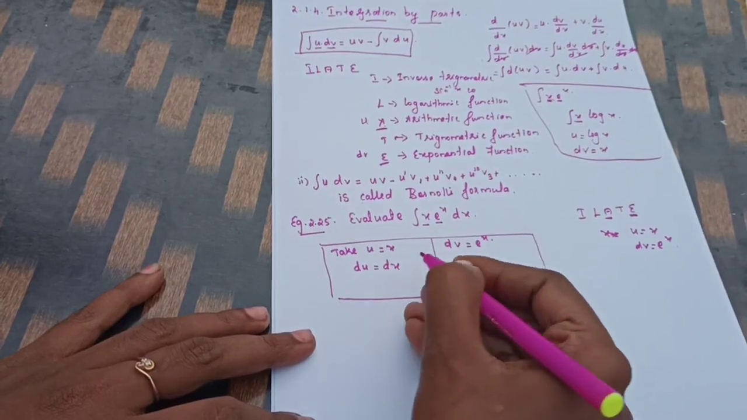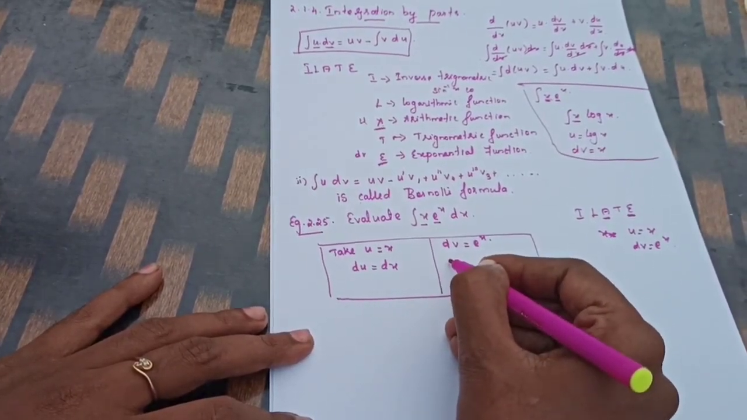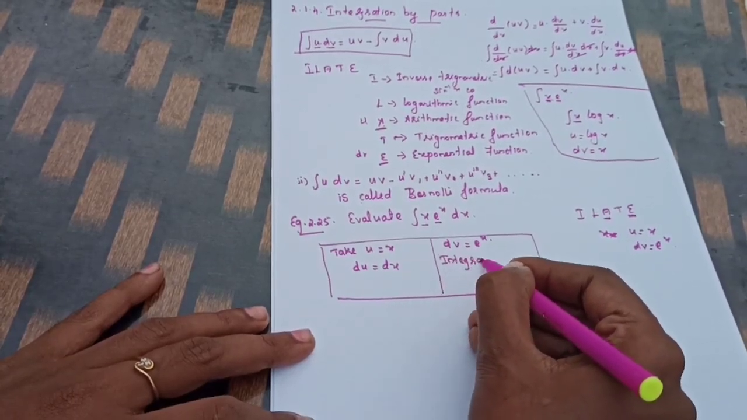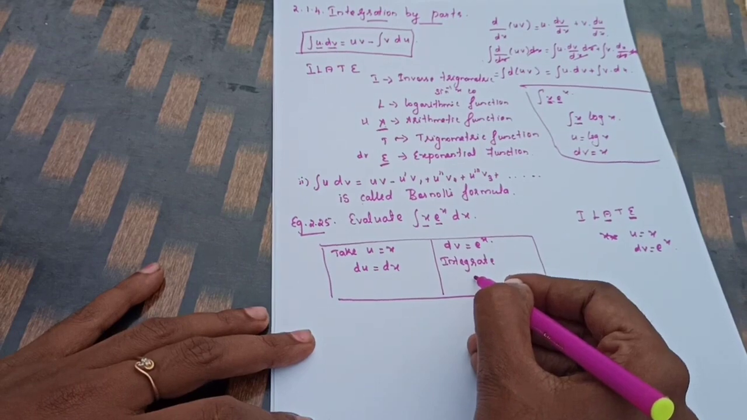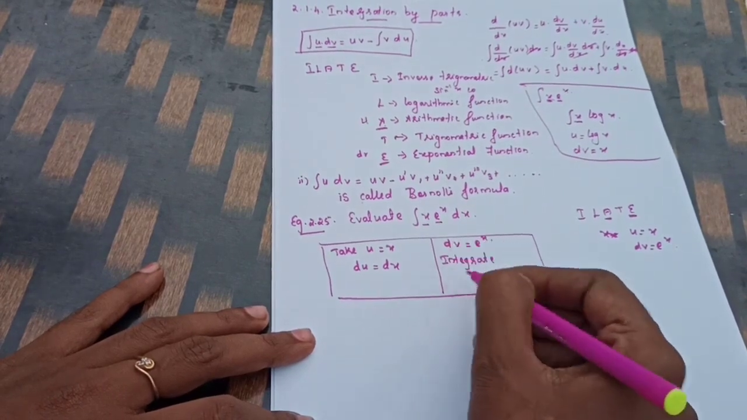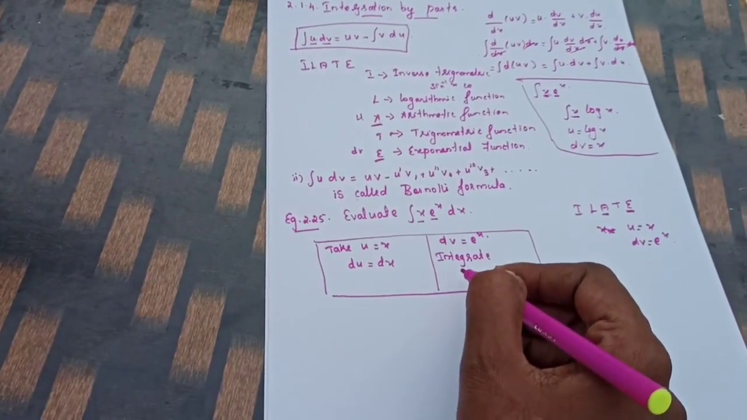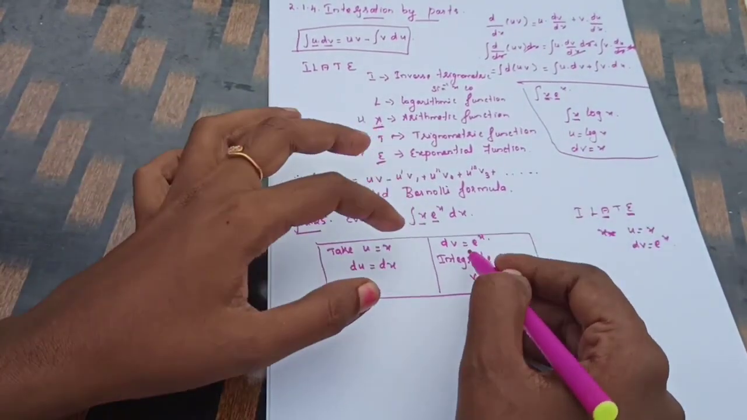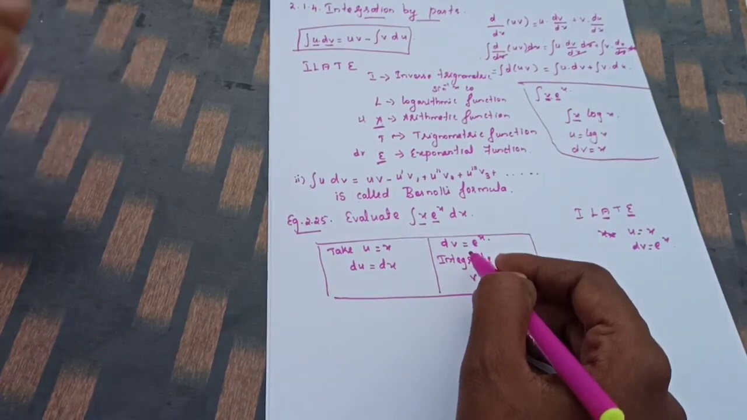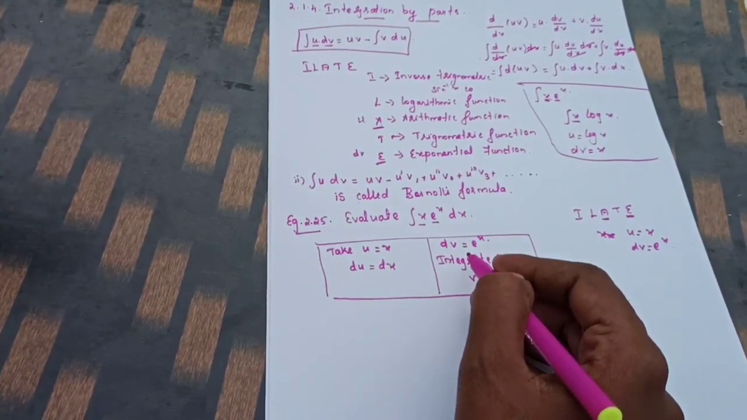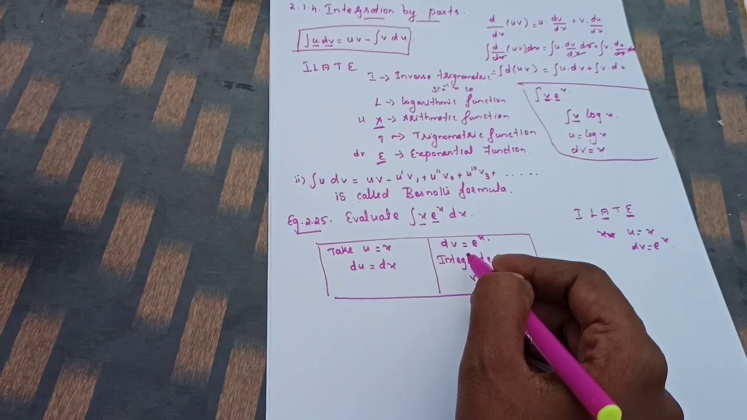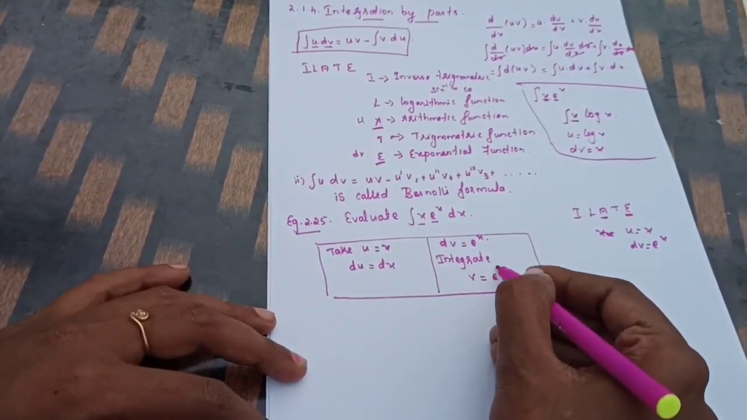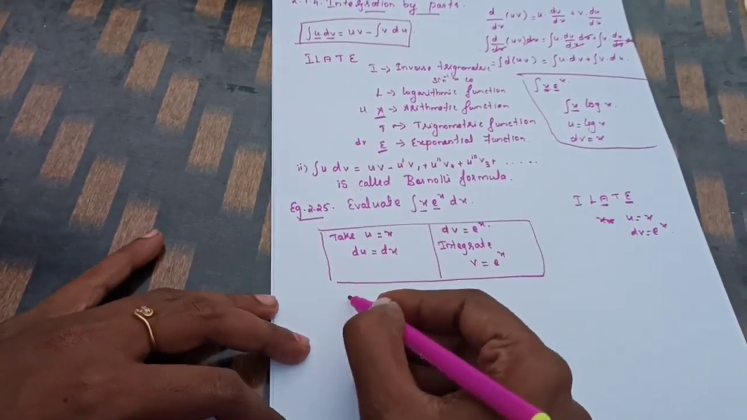Now if you differentiate this, what will happen? du equals dx. Then when you integrate dv, what will happen? Integration of e power x is e power x. Integration is the reverse process of differentiation. So dv is there; if you integrate, you will get v. And when you differentiate v, you will get dv. That's the meaning. So integrating, v is equal to the same e power x.